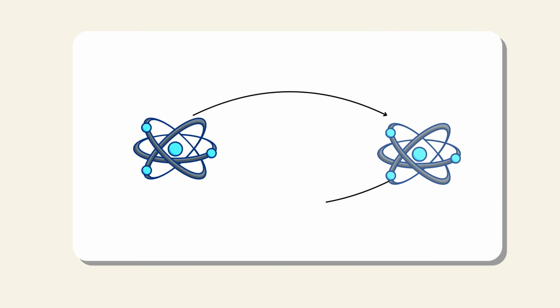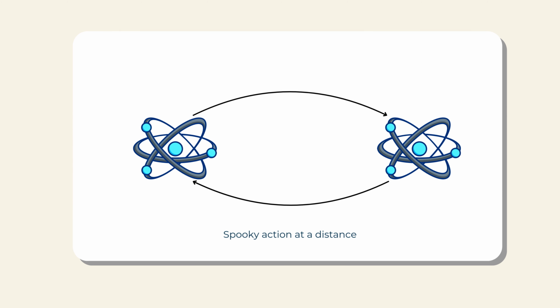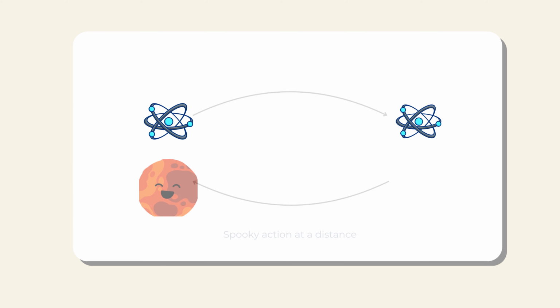It describes the spooky action at a distance between 2 or more quantum particles. Once entangled, their states are linked, no matter how far apart they are. Change one, and the other instantly reflects that change. Imagine quantum twins.